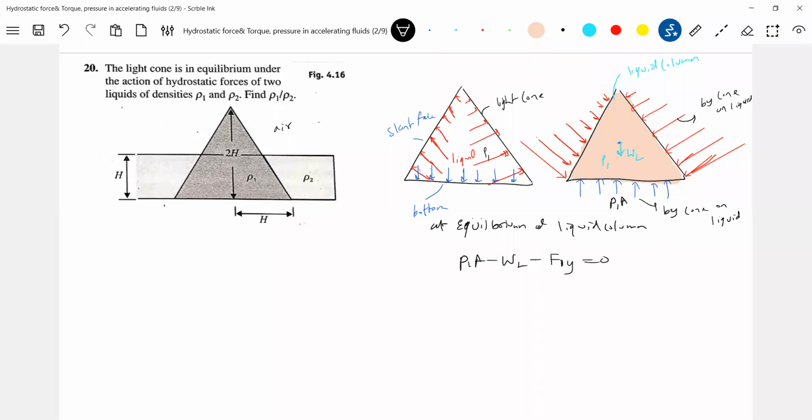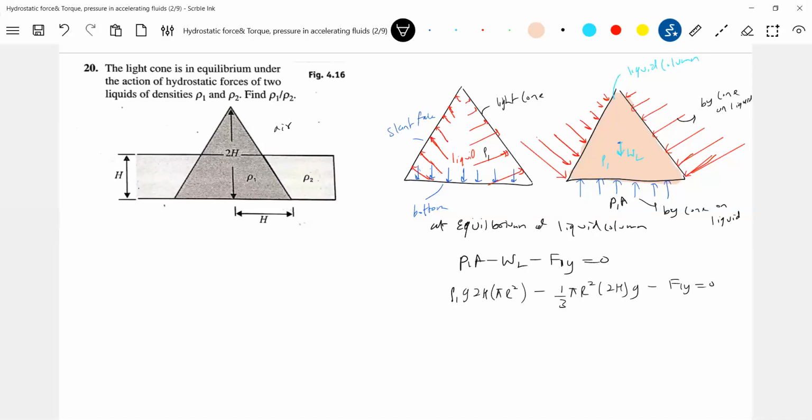equal to 0. P1A, what is the pressure at a depth 2h? It should be rho 1 g 2h. What is the area? Pi r square. Minus weight of the liquid column. What is the weight of the cone's liquid? It should be equal to 1 by 3 pi r square 2h into g, the volume of the liquid in the cone, that's the weight of the liquid. Minus F1y equal to 0.